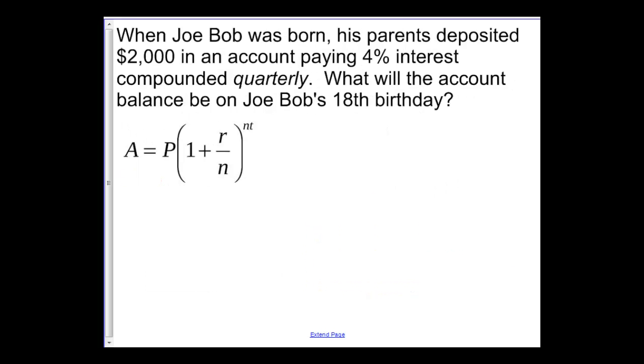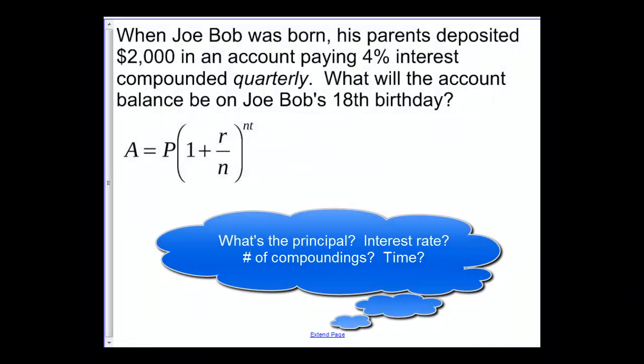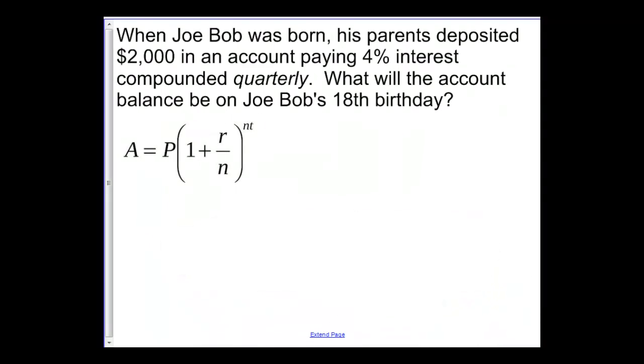A compound interest example. It says when Joe Bob was born, his parents deposited $2,000 in an account paying 4% interest compounded quarterly. What will the account balance be on Joe Bob's 18th birthday? Really, it looks complex, but truthfully, this is just substitution. This is something you've been doing for the last couple years. We're going to plug in some different numbers.